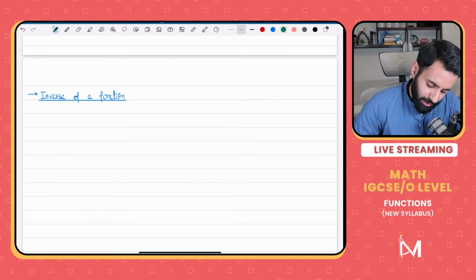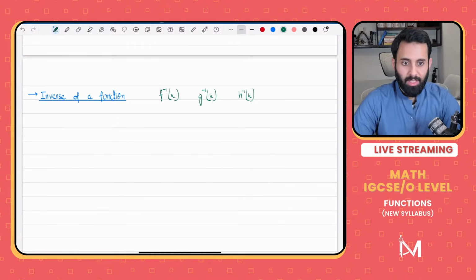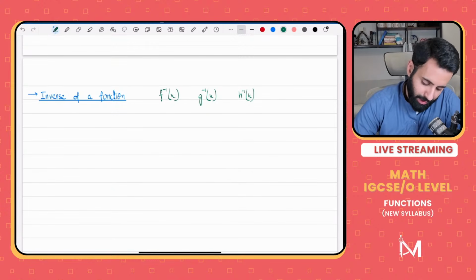Okay, so inverse of a function. What does that look like? So whenever you see something like this, f inverse of x, g inverse of x, h inverse of x, this means that it's an inverse. So a lot of times you will see questions like these, f inverse of 2. So this is done in 2 steps.